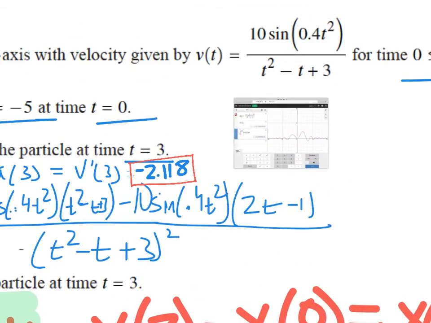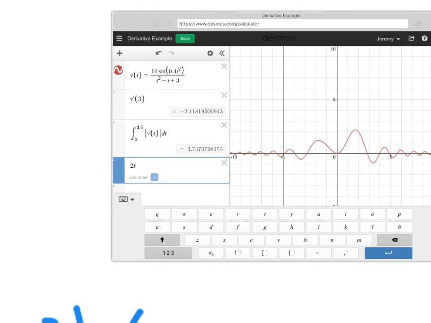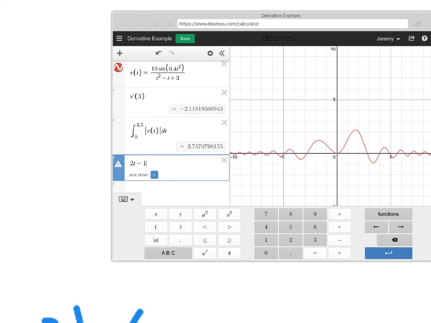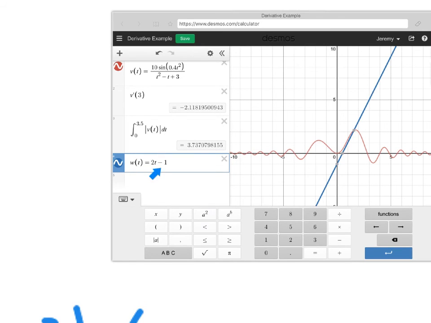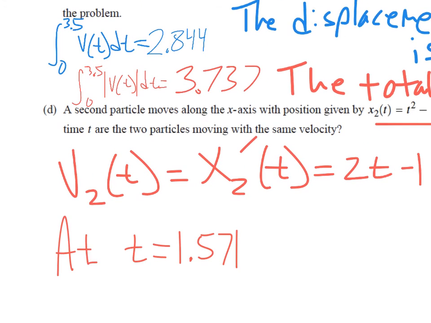And so we want to know when that is equal to v of t. Now if you have a CAS calculator, you just punch that in and solve. On a more basic calculator that doesn't have an algebra solve function, we can type 2t minus 1. When you're using Desmos, if you just do 2t minus 1, it doesn't understand. But if you do it as a function, it does understand. And so we want to understand where they're the same. Well, it's right there, and it will solve it. It's 1.571 is the x value. 1.571. Okay, so at t equals 1.571, v1 of t equals v2 of t.